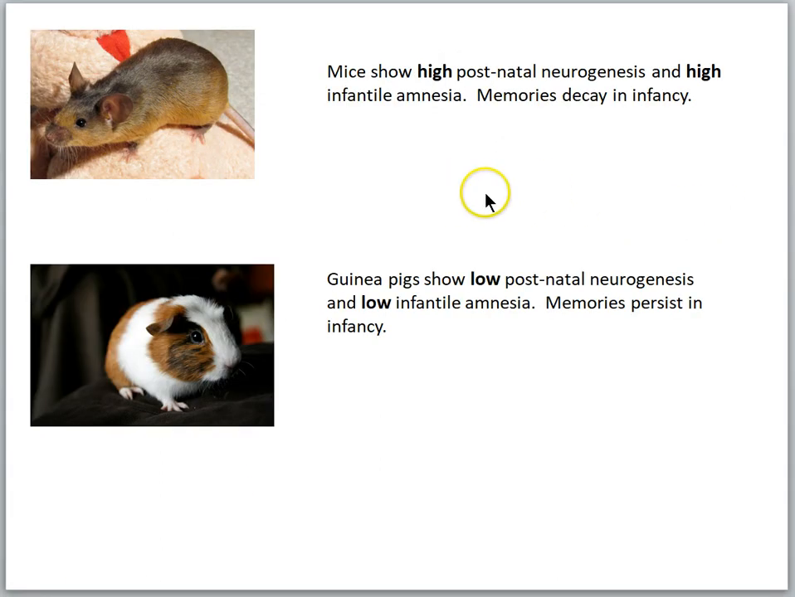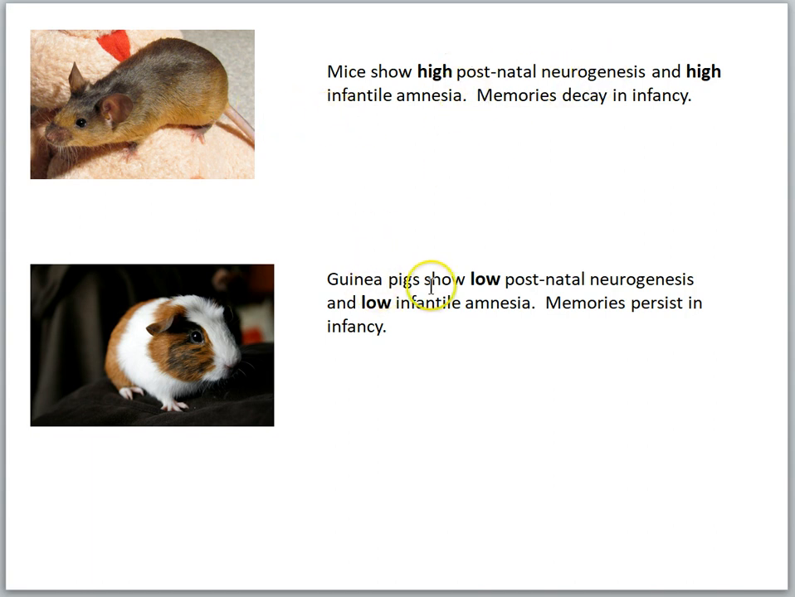The researchers then went on to exploit some genetic differences between two species. So mice show high postnatal neurogenesis and high infantile amnesia. Memories decay in infancy. So we've just seen that data in mice. Infant mice will quickly forget a contextual fear memory. And the suggestion was it's because they have high levels of neurogenesis.